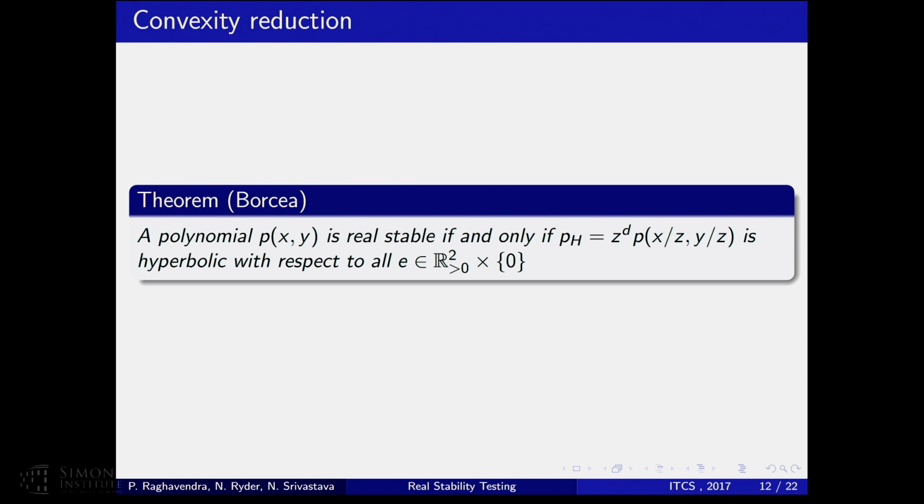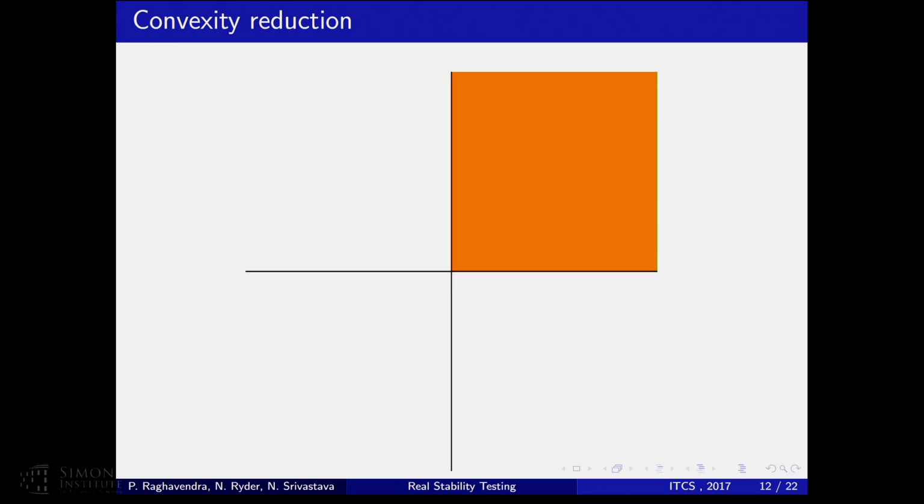OK. So how do we connect hyperbolicity and real stability? Again, our goal is to determine if a given bivariate polynomial is real stable. An easy exercise, not so surprising since hyperbolicity and real stability are both defined in terms of real rootedness of linear restrictions, is that you can just use the definition to show that if you homogenize a bivariate polynomial, the original polynomial is real stable if and only if its homogenization is hyperbolic with respect to a set of directions. That set is going to be the upper quadrant.